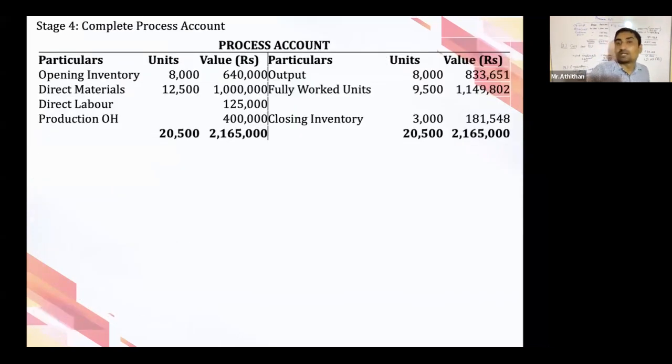அதுக்கு பிறகு நாங்க process account perform பண்றோம். Process account-ல input units-உம் output units-உம் equal-ஆ இருக்க வேணும். Input cost-உம் output cost-உம் equal-ஆ இருக்க வேணும். அப்படி இருந்துச்சுன்னா நீங்க செய்தது ஓரளவுக்கு சரி என்று நாங்க நம்பக்கூடியதா இருக்கு. So if you find your process account balances on the input side and output side for the unit as well as the cost, you can be considerably confident that you have done it.